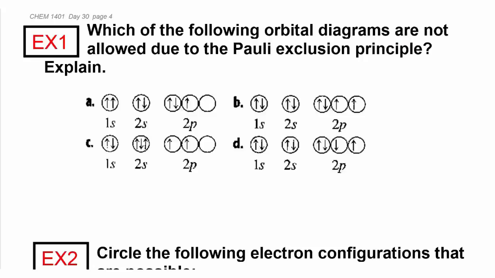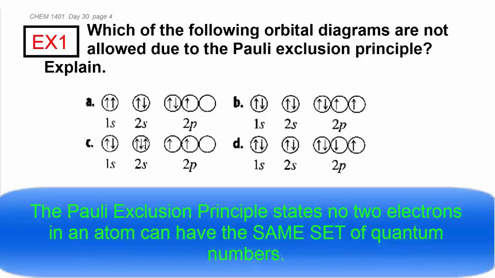Which of the following orbital diagrams are not allowed due to the Pauli exclusion principle? So remember the Pauli exclusion principle? Here's an example, one that's breaking the law there, right? Here again, we have 2 electrons with the exact same set of quantum numbers. So that won't work. Now this one is breaking Hund's rule, but they're not asking about that.